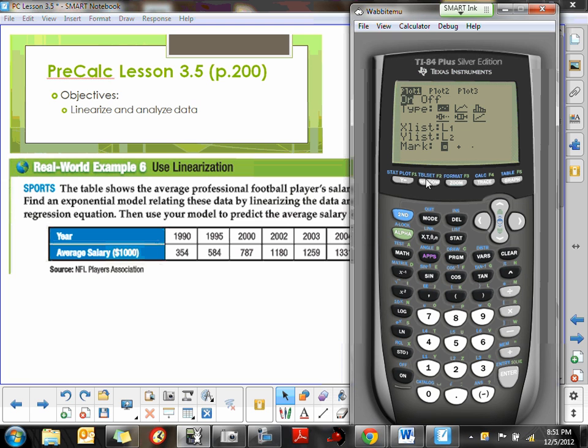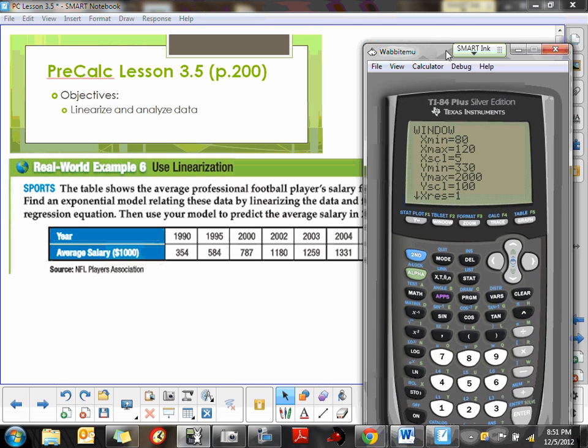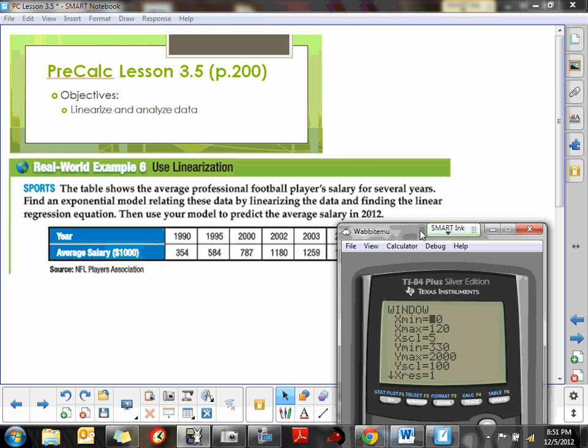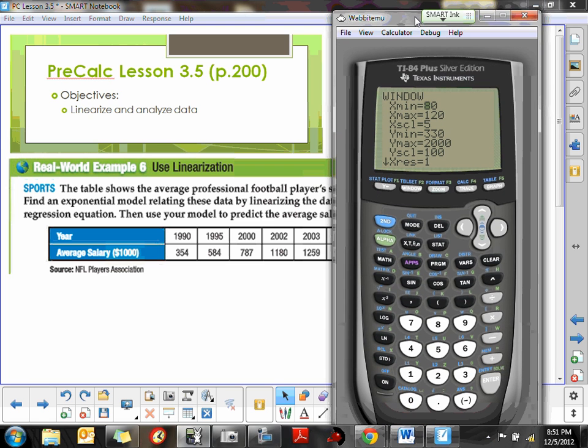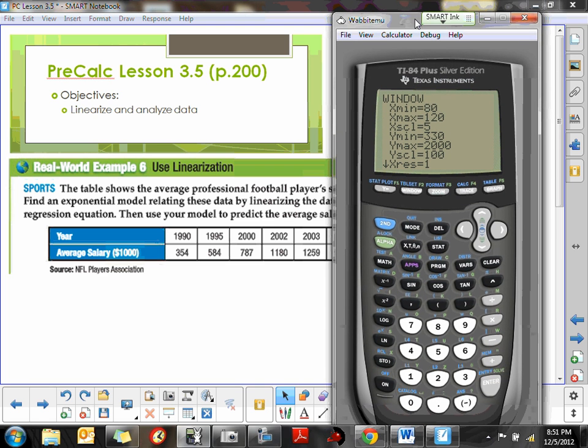Perfect. We've got to make sure we get a decent window. The window that I'm going to choose, since the years are from 1990, which is 90, all the way up to 2006, and we want to do a prediction of 2012 eventually, I'm going to go up to 120 years later. That gives me plenty of room. It wouldn't have to go up that far, but that's going to work. Our salaries go from 354 up to 1700, so to make the Y's fit on our scale, I went from 330 to 2000, going by 100s.